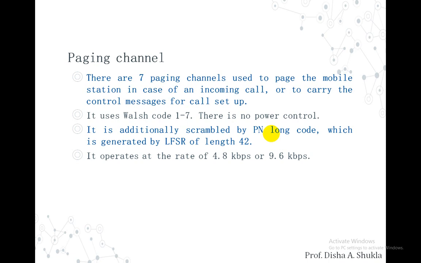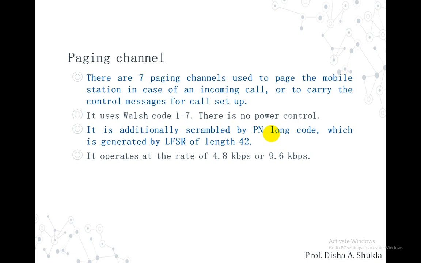It is additionally scrambled by a pseudo number long code which is generated by an LFSR of length 42, and it operates at a rate of 4.8 kilobits per second to 9.6 kilobits per second. So this is the paging channel.